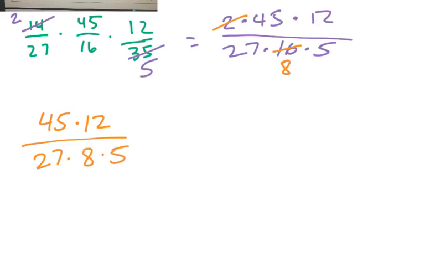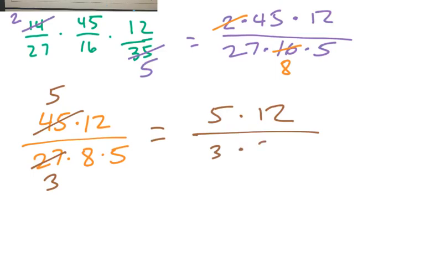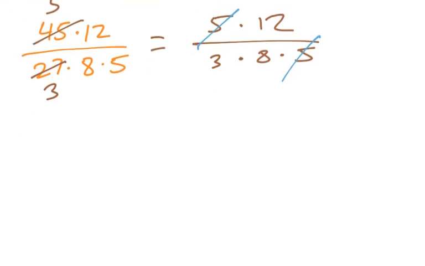Go to the next number, 45. 45 and 27 are both divisible by 9, so that leaves me with 5 and 3. So that's 5 times 12 over 3 times 8 times 5. And then I can see very easily that you have a 5 and a 5, so that leaves me with 12 over 3 times 8.